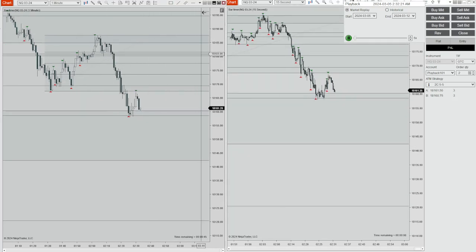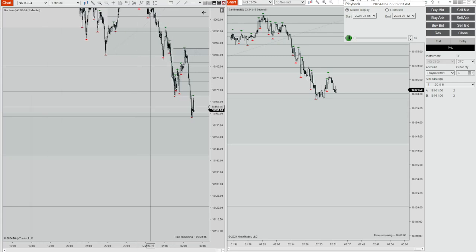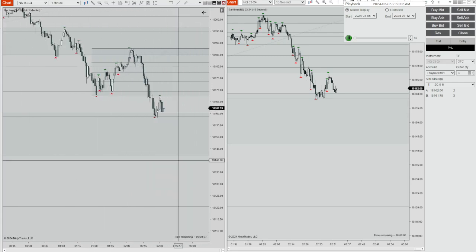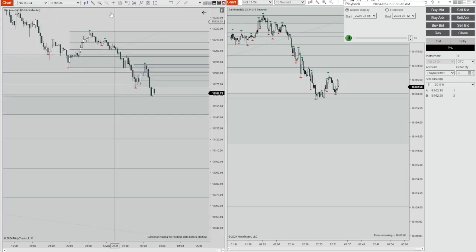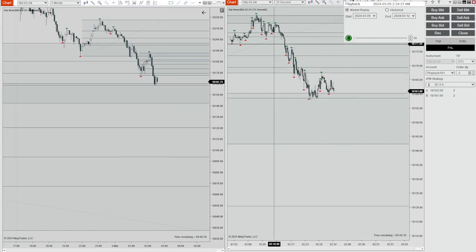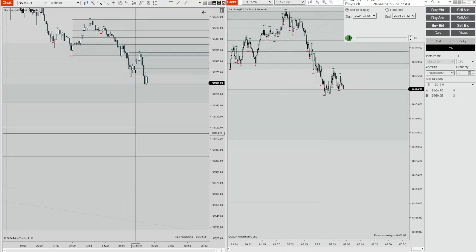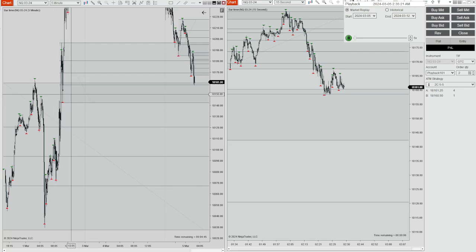If there's too many lines here, I'll try to clean it up a bit. This is low. There's the zone. There's the larger zone below.